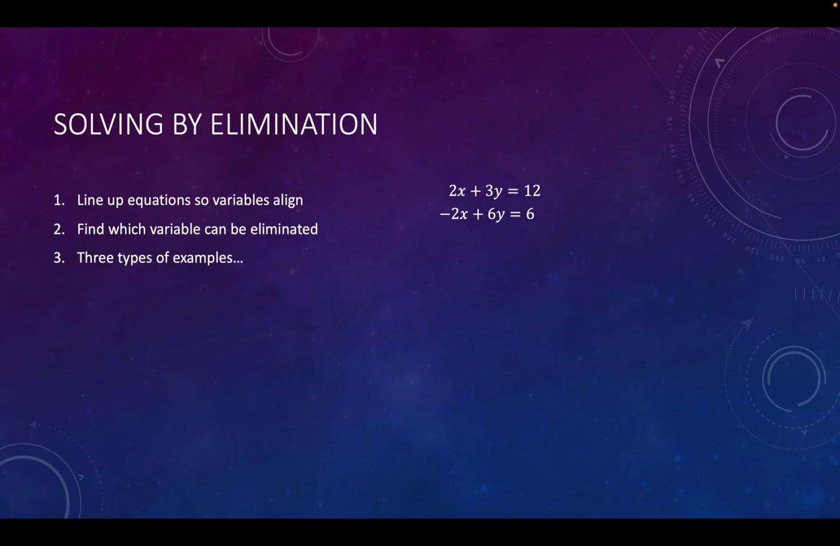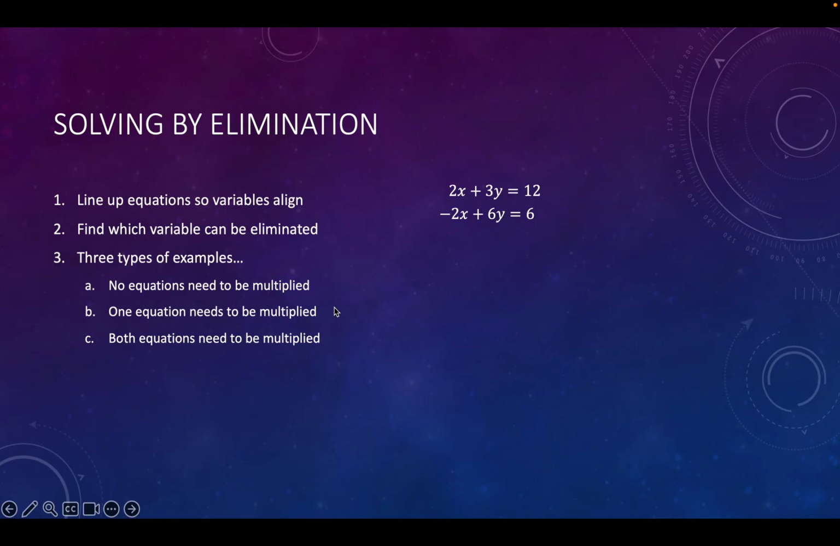There are going to be three types of examples. Example one would be where no equations need to be multiplied or manipulated. That's what this example is. Nothing needs to be manipulated here. An example where maybe one of the equations needs to be multiplied, and an example where both equations need to be. We'll get into more depth with each one of these examples.